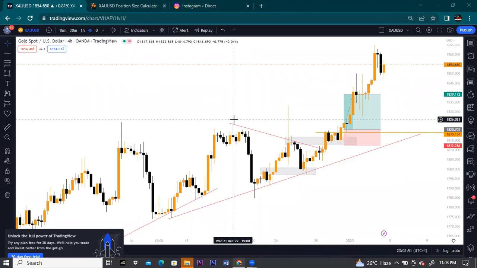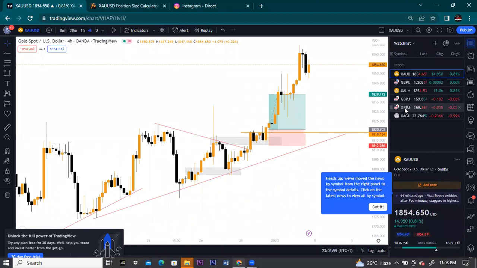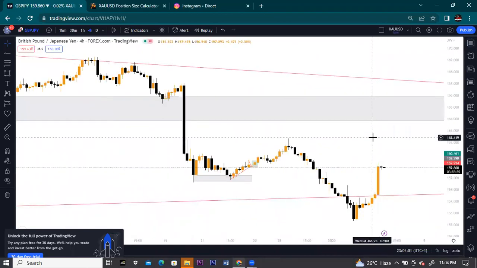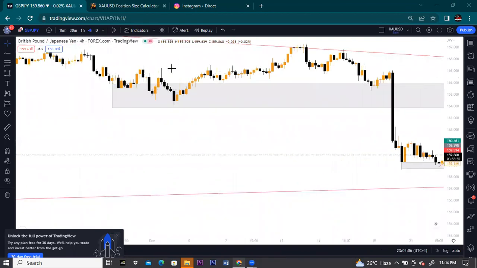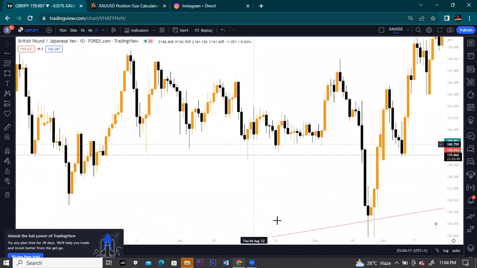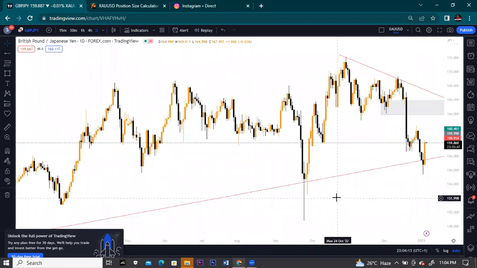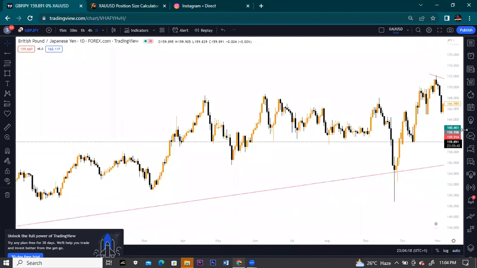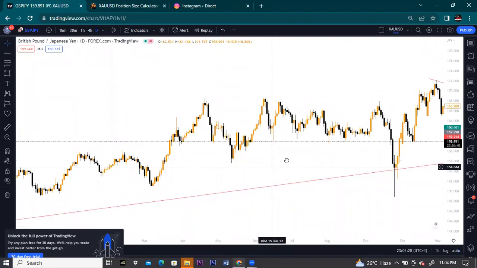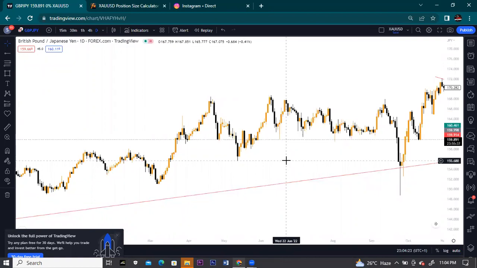Now, for the pairs that work best with this strategy, we have gold itself. We have GBP JPY. Break and retest happens a lot on it, it works perfectly on GBP JPY. Most of the time, if I don't see a trade on gold, I come to GBP JPY to take trades.